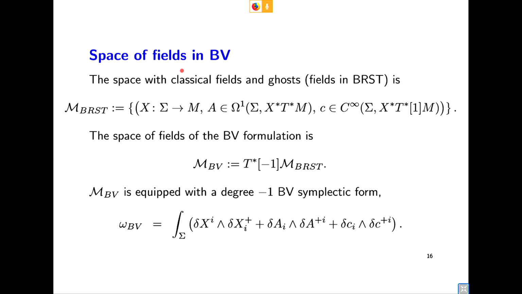So the BV formalism procedure is as follows. First, we consider the BRST field which appears in the BRST formalism, X and C, and we consider the shifted cotangent bundle, the degree minus one shifted cotangent bundle. This is the space of BV fields in the BV formulation. So naturally we can define a canonical symplectic form like this, with X plus the canonical conjugate field.